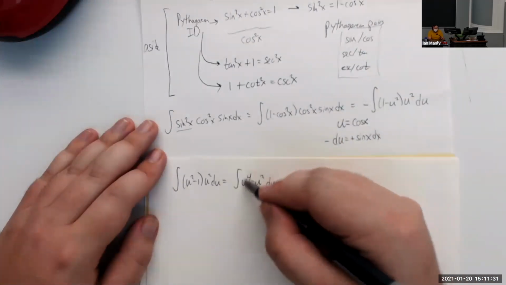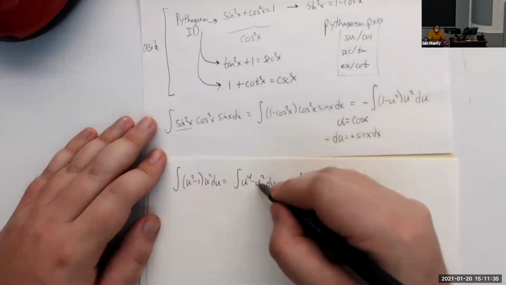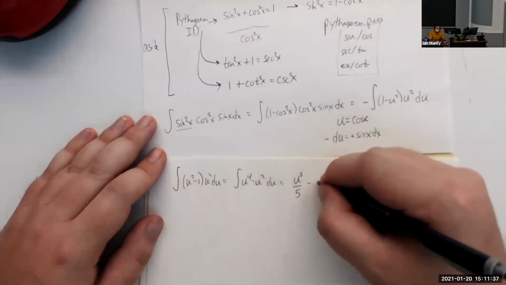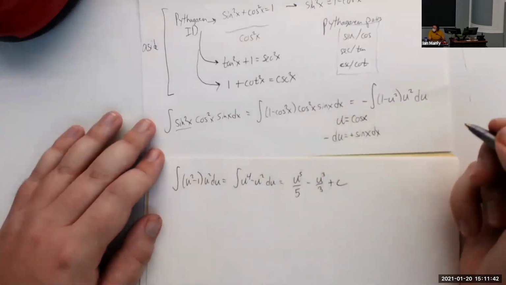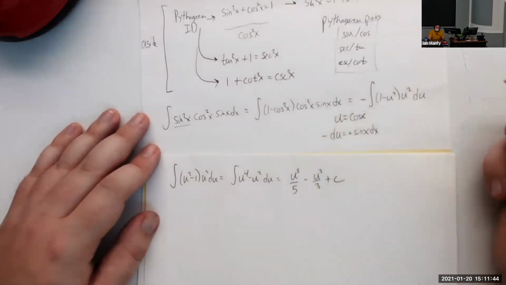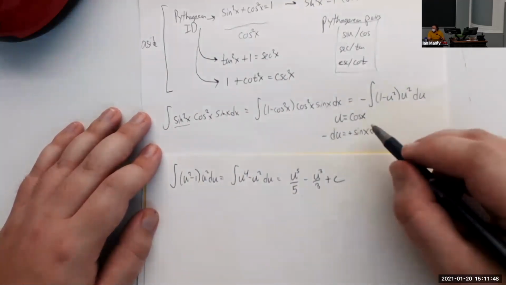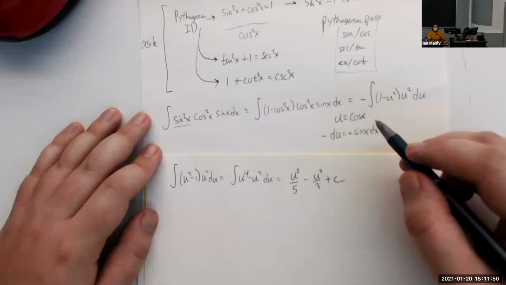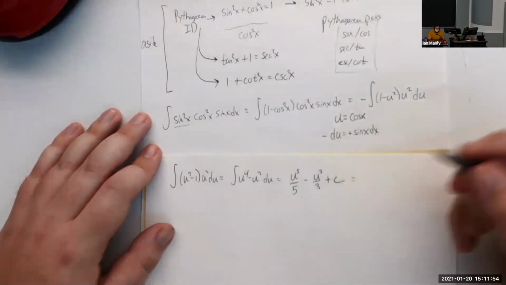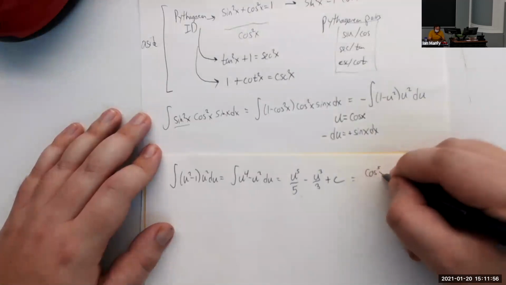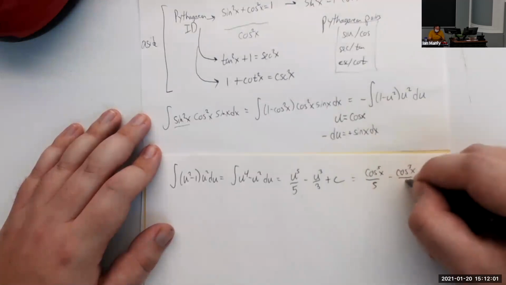And then finally, all I need to do here is just do the power rule on each one. So I do the integral of u to the 4th. That gives me u to the 5th over 5. And then I do the integral of u squared. That's going to get me u cubed over 3. And then we're going to have plus c right here. And then finally, as with all substitutions here, we need to flip back to what we originally had. So I'm going to flip back to cosine here. So this is going to be cosine to the 5th of x over 5 minus cosine cubed of x over 3.